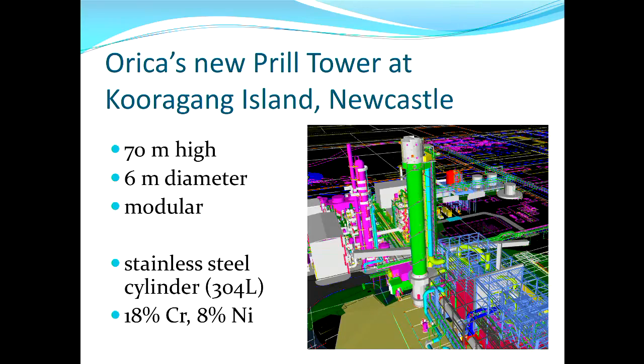The prill tower that we're designing, the major dimensions are that it's 70 metres high and 6 metres in diameter. Modular construction, as I've described, and it was to be built entirely from stainless steel, 304L, L for low carbon. That's a very important issue to prevent stress corrosion cracking of the prill tower. But the 304 is essentially 18/8, 18% chromium, 8% nickel. So very expensive material to be building such a big beast from.